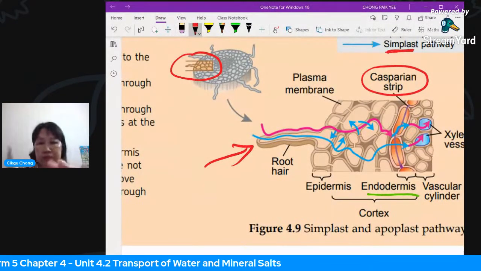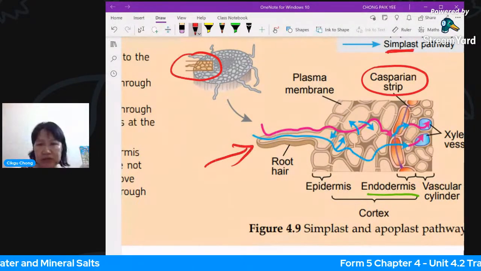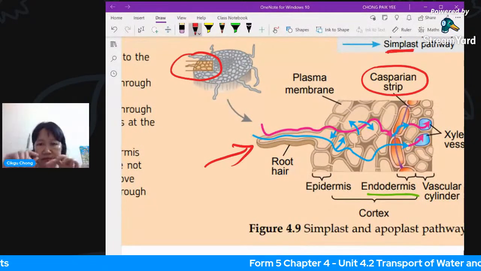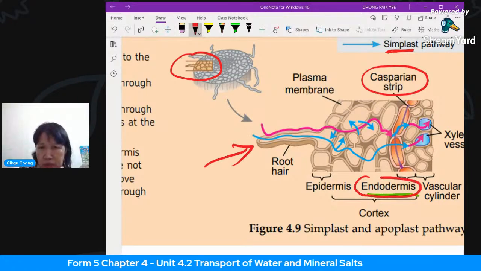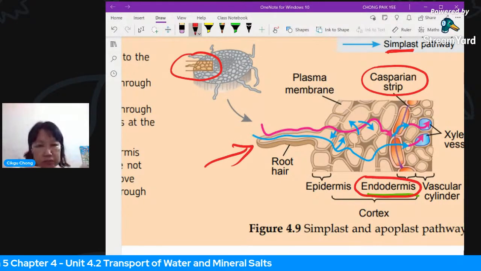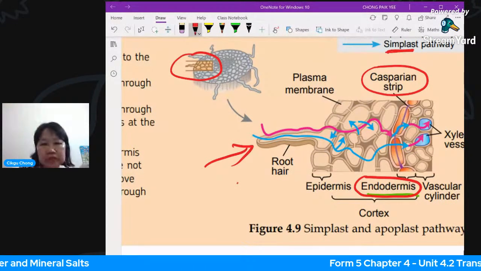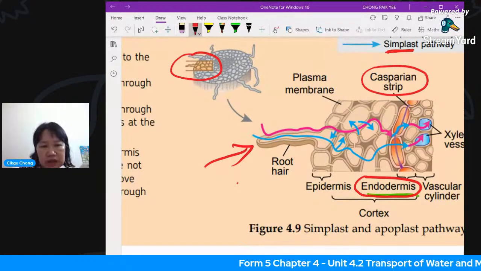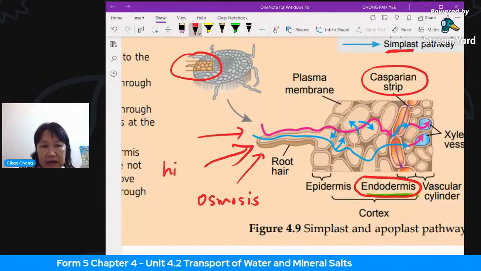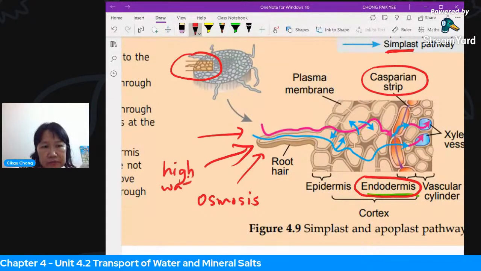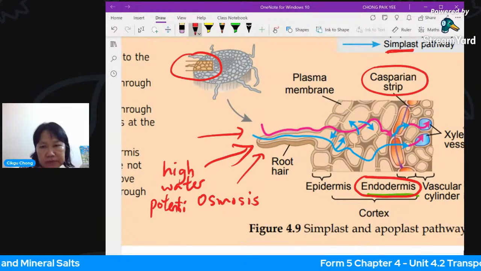Now you magnify here. Remember, we learned about this Casparian strip. The Casparian strip is a material in the endodermis here, which is actually waterproof. It does not allow the water to pass through. Now let's see how water moves in. Water goes in by osmosis, of course. Don't forget it's osmosis, because in the soil here is high water potential.